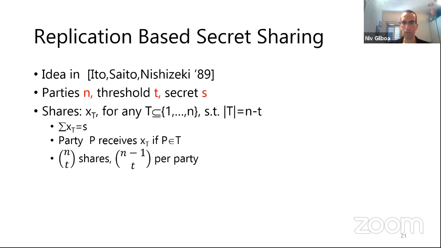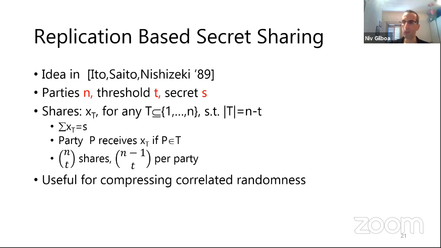The downside of this secret sharing is that the number of shares is large. It's n choose T overall and n-1 choose T per party. And this is exactly the reason that we're limited to a constant number of parties. N is the number of parties, T is the number of malicious parties, and as n grows, the number of shares grows exponentially. But if we talk about a small number of parties, say 3 or 5, this is very reasonable.